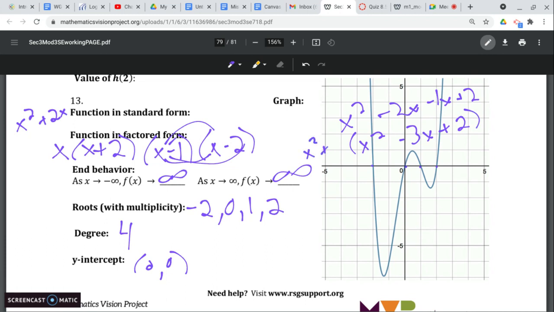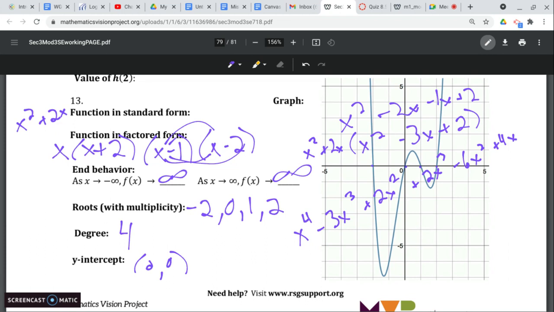So x squared times x squared is going to give us x to the 4th. X squared times a negative 3x will give us negative 3x to the 3rd. X squared times 2 is 2x squared. 2x times x squared is another plus 2x to the 3rd. And then 2x times negative 3x is negative 6x squared. And 2x times 2 is plus 4x.